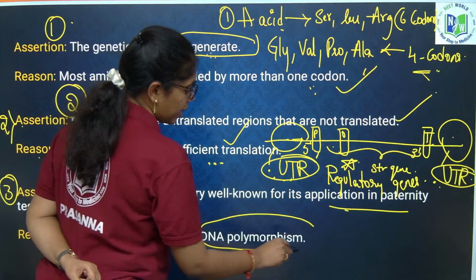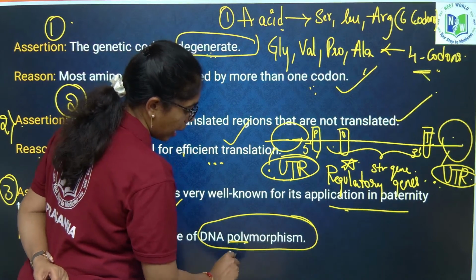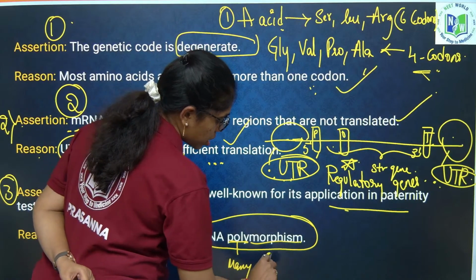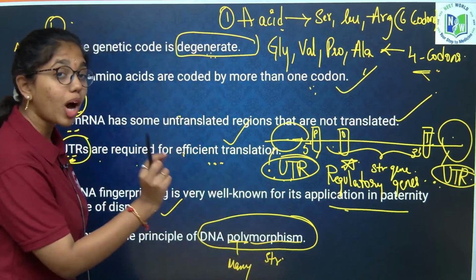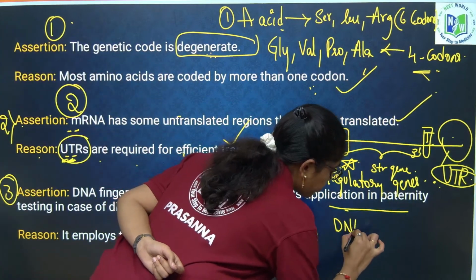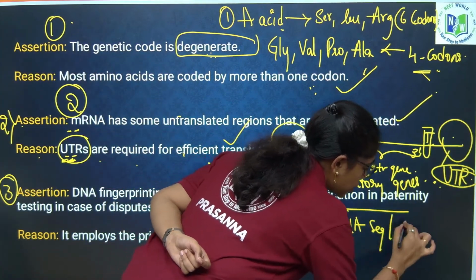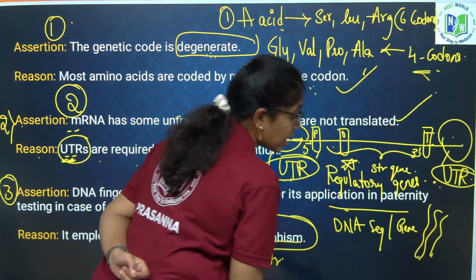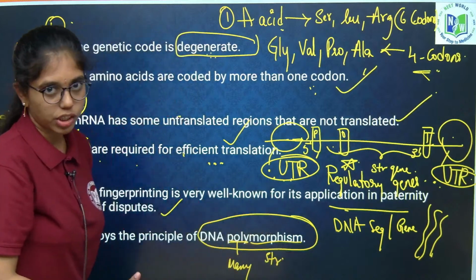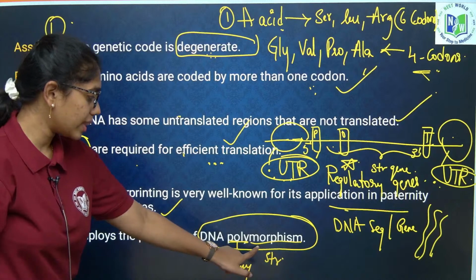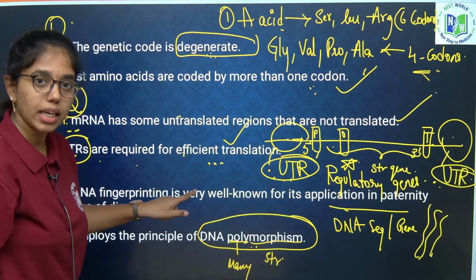What is DNA polymorphism? Poly means what, beta? Many. Morphism means structures. Yes, the small DNA segments or genes of the repetitive DNA strands are of many structures, of many different variant sequences. Based on that only, DNA fingerprinting works.